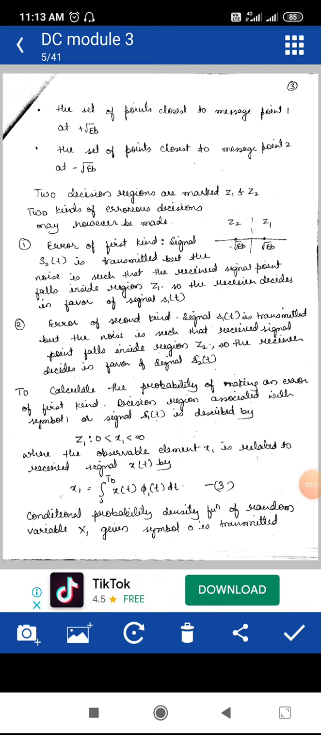We'll continue with the previous video. That is, if the error is of the first kind, that is, if S2 is transmitted and the decision is taken in favor of S1, then we can say that X1 is affected by Gaussian noise.